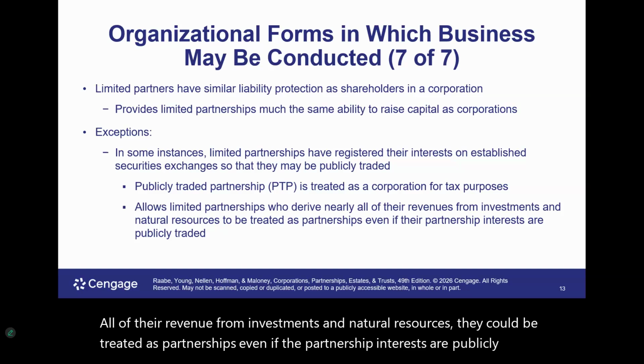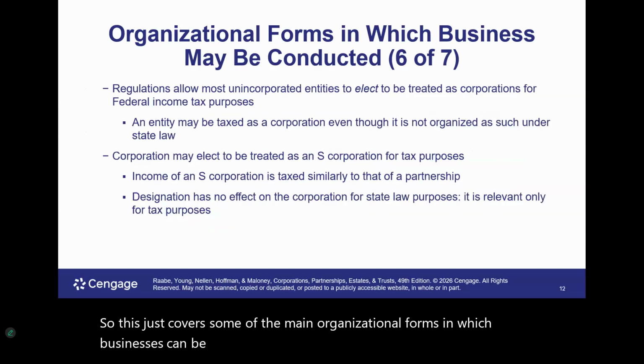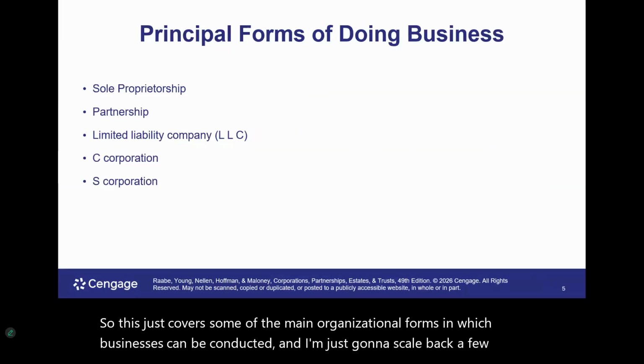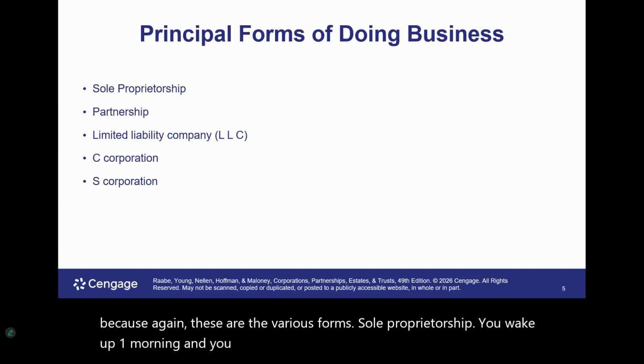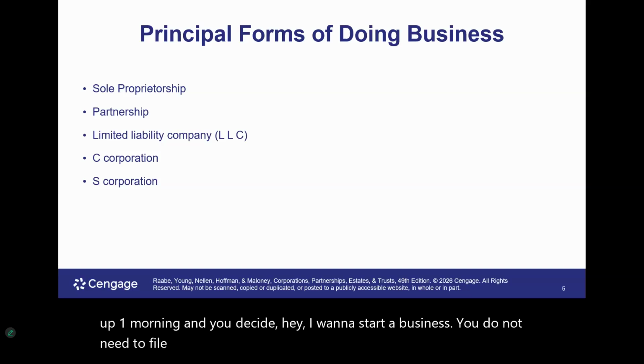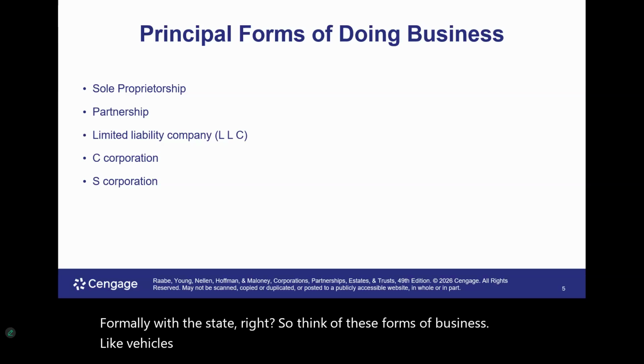So this just covers some of the main organizational forms in which businesses can be conducted. I'm just going to scale back a few slides because, again, these are the various forms. Sole proprietorship: you wake up one morning and you decide, hey, I want to start a business. You do not need to file anything formally with the state, right? So think of these forms of business like vehicles. A sole proprietorship is like a bicycle. It's cheap, it's easy, no airbags, right?